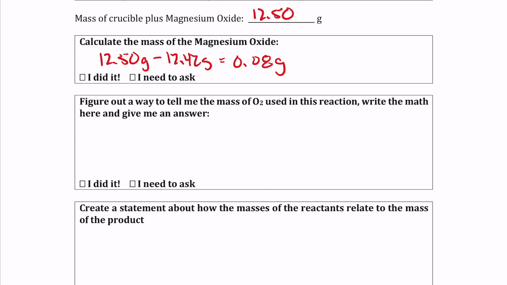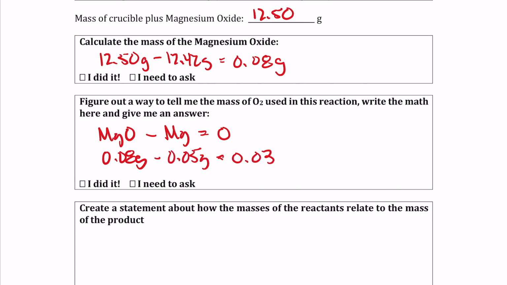Which is more than just the magnesium by itself. That was 0.05 grams. And so now I'm asking you, if you've gotten this far, I hope you can figure out that the oxygen then must be 0.03 grams. If the magnesium oxide is 0.08 grams, and we know that the magnesium was 0.05 grams, well then that means that 0.05 grams of magnesium must have reacted with 0.03 grams of oxygen in order to create that new compound, magnesium oxide.